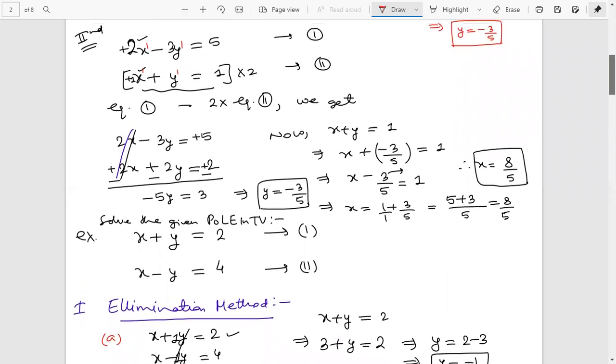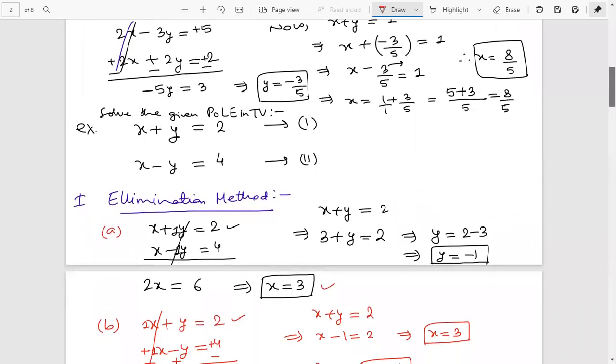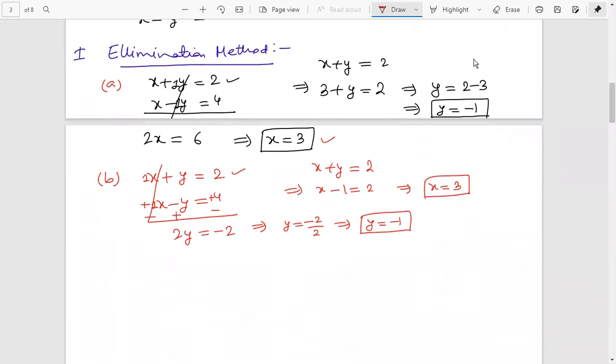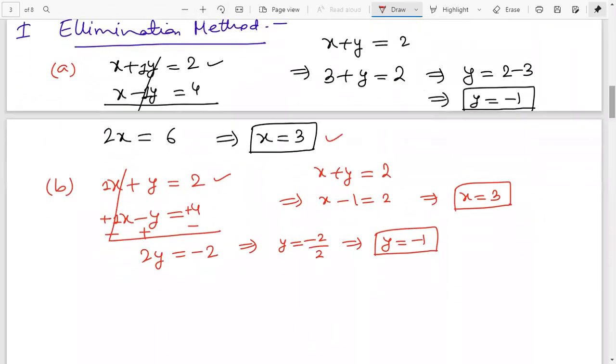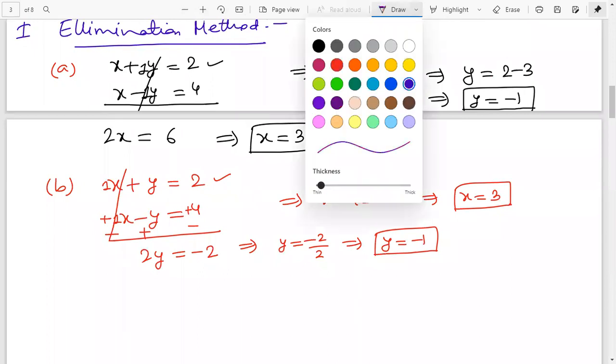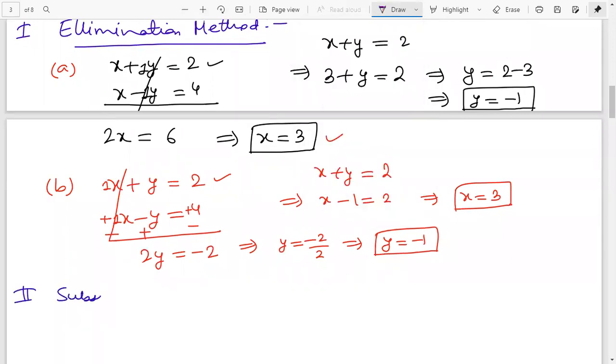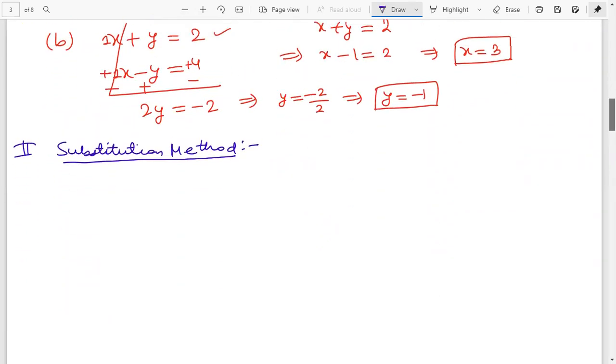Now we'll see the second method. Second method is S for second, S for substitution. So now we'll see the second method as the substitution method. So let me write. Substitution method of solving the pair of linear equations in two variables.